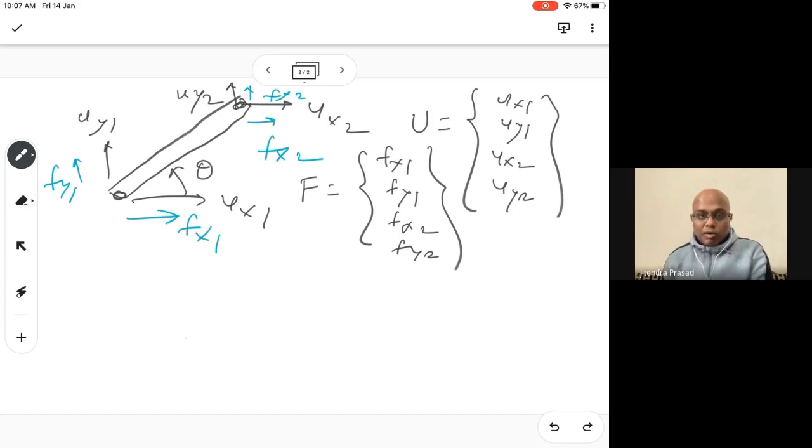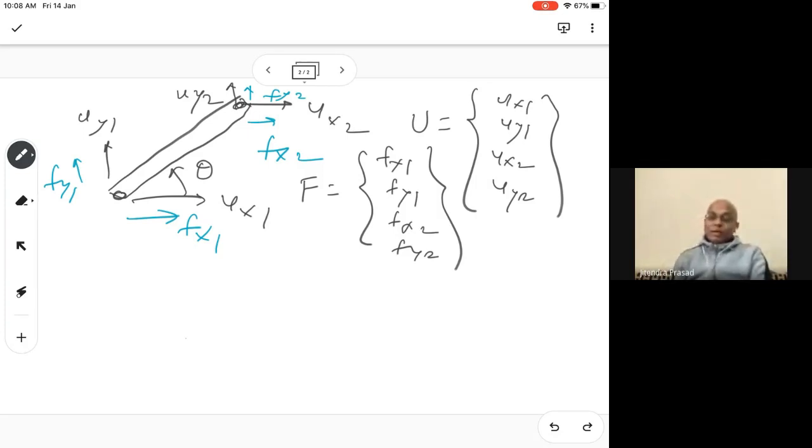Okay. Now, if you want to use the method that we learned, right? What we did, we fixed all the degrees of freedom, applied a unit displacement, and found out what the forces are. So you can do the same thing here.